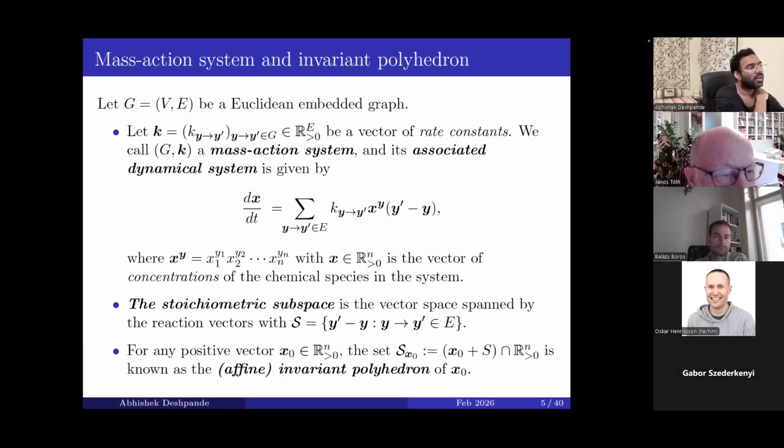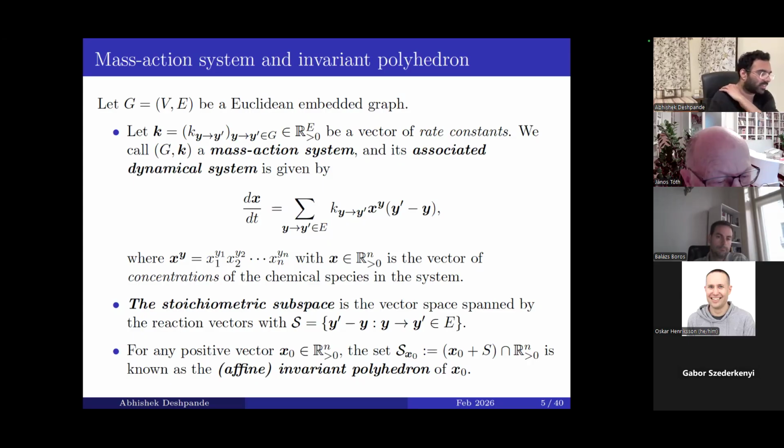We will call (G, k) a mass action system, and its associated dynamical system is given by this, which is the sum of rate constant times the monomial times the difference of the reaction vector, right? Where we define this monomial x to the power y as x1 to the y1, x2 to the y2, and so on up till xn to the yn, and x is the vector of concentrations of the chemical species in the system. Okay?